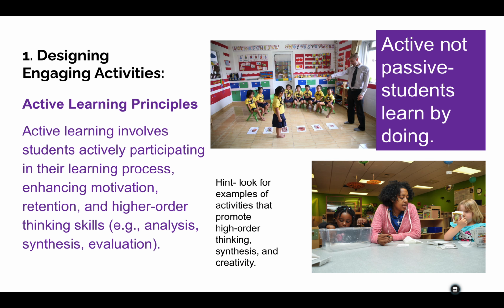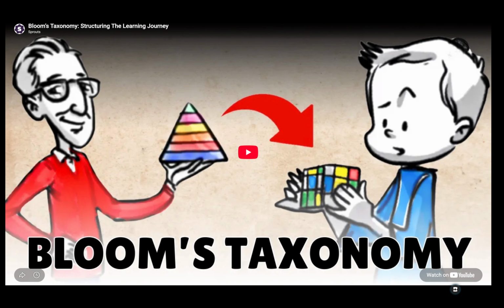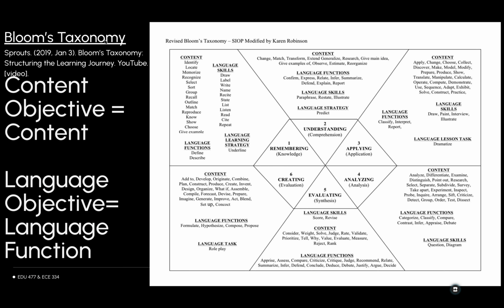So the first thing is designing engaging activities, right? We want active, not passive student learning. So we want learning by doing. Active learning helps to motivate students and promotes higher order thinking skills. Speaking of higher order thinking skills, this has to do with Bloom's taxonomy. I have a video in this presentation of Bloom's taxonomy that explains it more, but essentially Bloom's taxonomy is a hierarchy. It's a taxonomy, so it's a hierarchy of thinking.